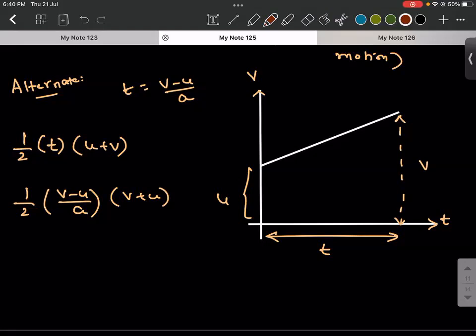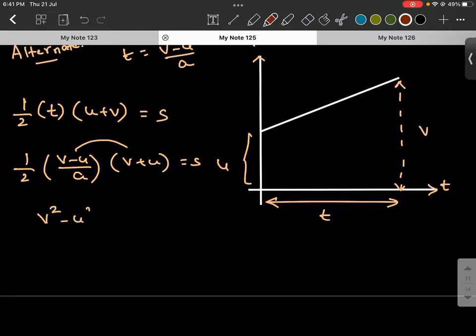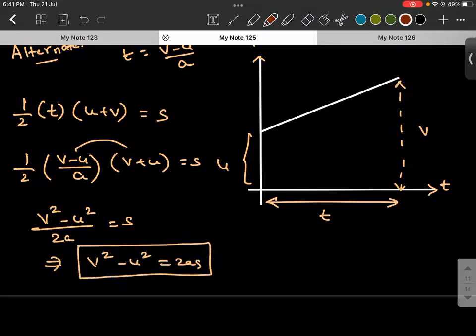Accepted. And this is what? This is equal to displacement. This is also equal to displacement. So a minus b into a plus b. V square minus u square divided by 2a is equal to s, which implies v square minus u square is equal to 2as. So this is the alternate way to derive the third equation of motion.